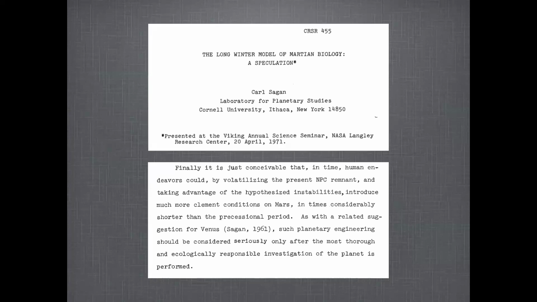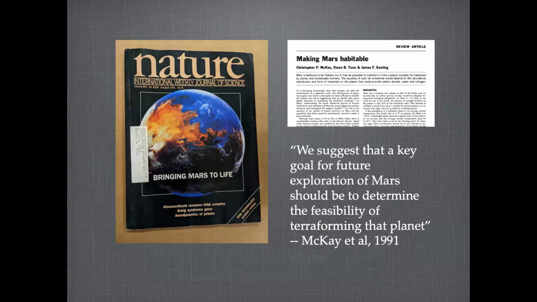As with a related suggestion for Venus, Sagan 1961, such planetary engineering should be considered seriously only after the most thorough and ecologically responsible investigation of the planet is performed. Those ideas caught the imagination of the young people who went on to form the Mars Underground and eventually spawned a moderately large Martian terraforming literature, which I guess kind of hit its apogee on the cover of Nature.